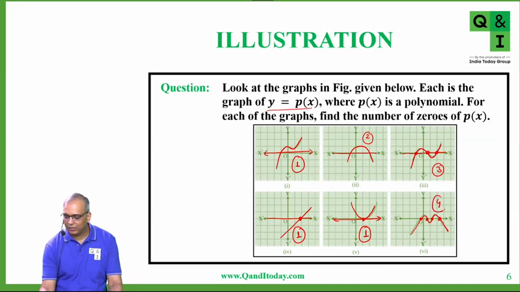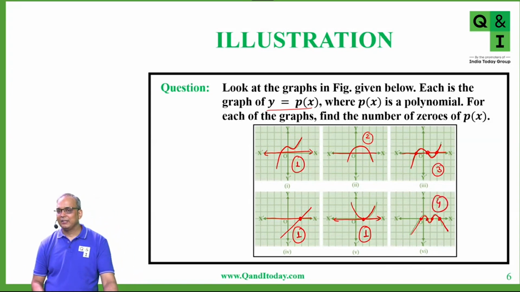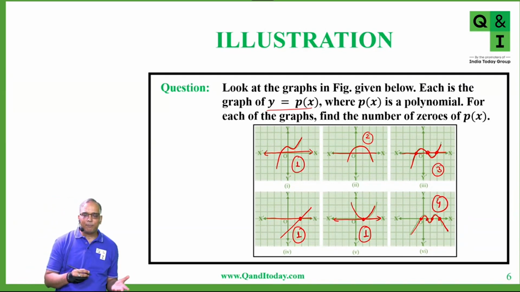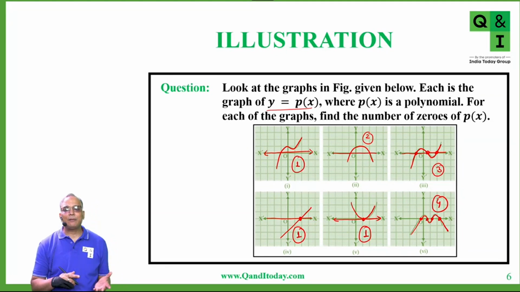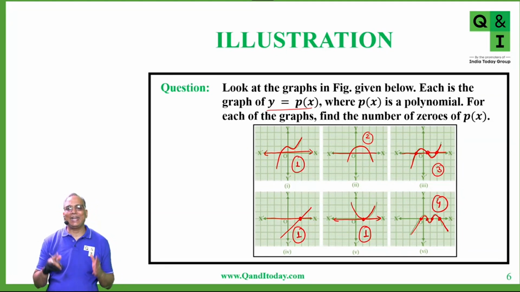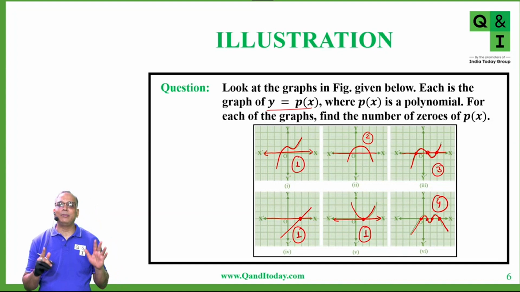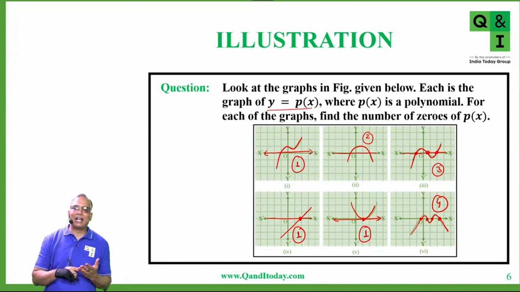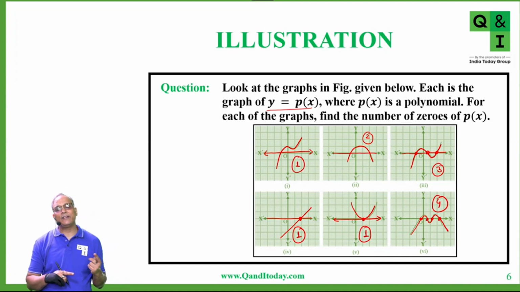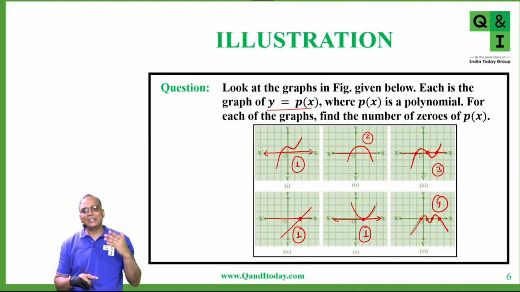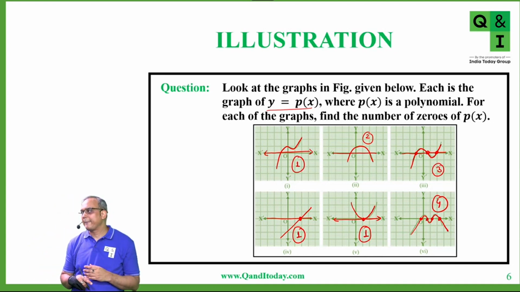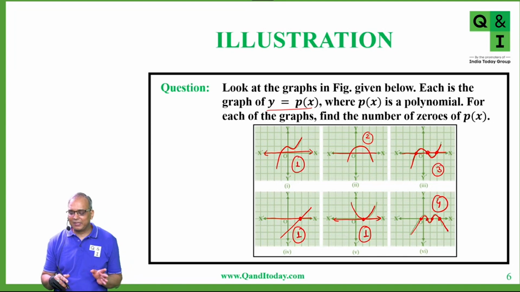4. Very good. So let us conclude what we learned here: if the graph of a polynomial cuts the x-axis at n number of times, the number of zeros will be n. If it cuts at one point, there is 1 zero. If it cuts at 2 points, then we will have 2 zeros. If 3, then 3 zeros, and so on. Is the concept clear to everyone?